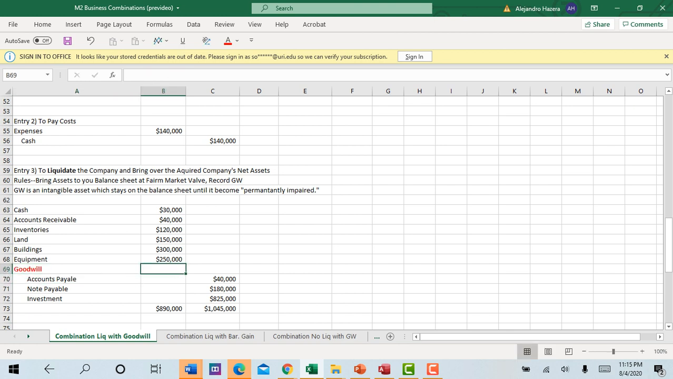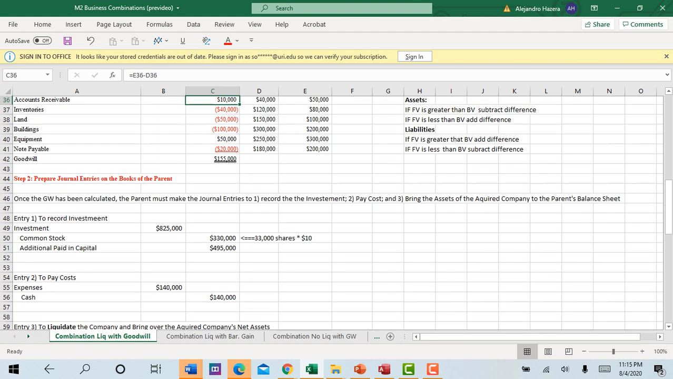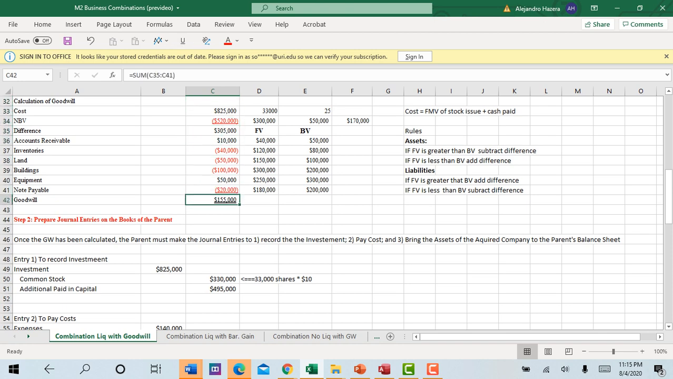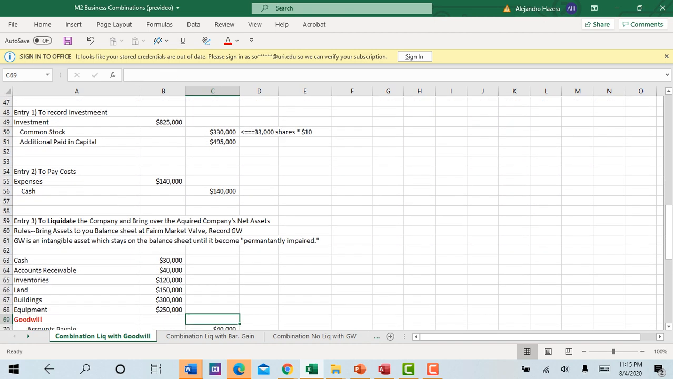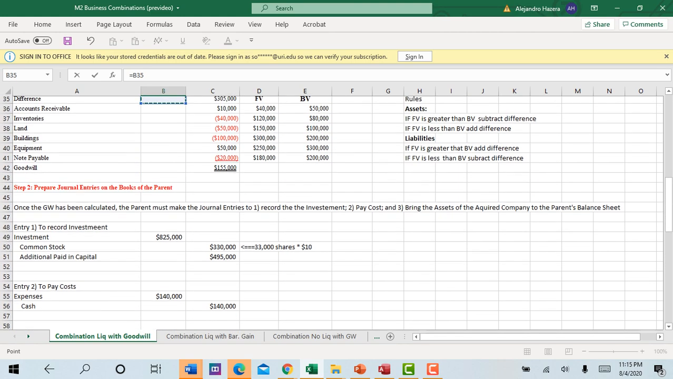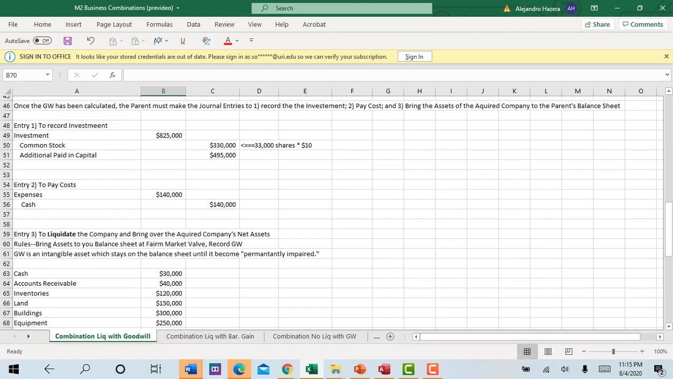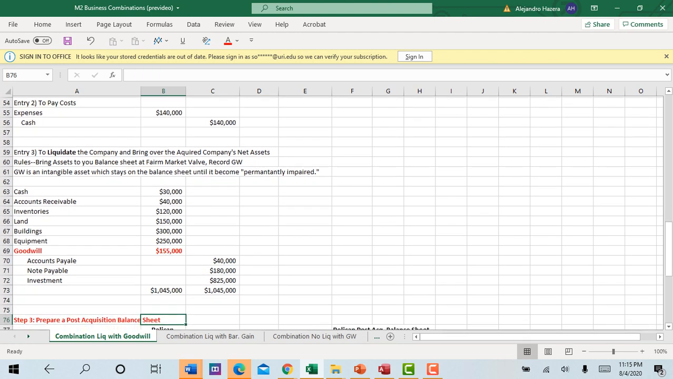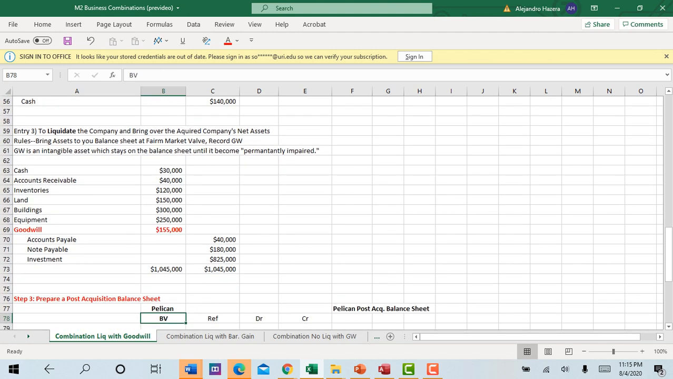Because we paid more for the company's net assets, we have to plug goodwill in here, because that goodwill is buried in that 825. As you can see, it was part of the 825, which we broke down as equal to 155. So we've got to put goodwill into this calculation here, and then we should, with any luck, balance. We do balance. Okay, so those are the entries.